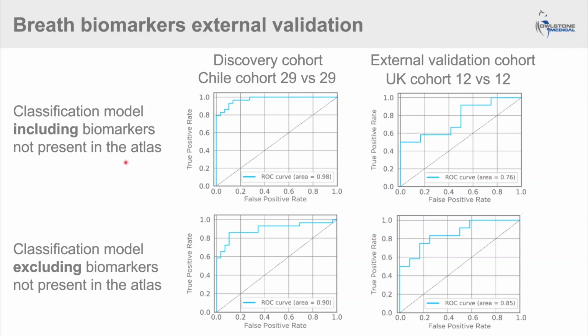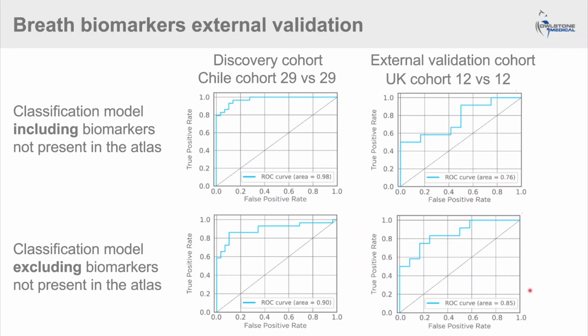Probably this result is because some of these biomarkers are generated by local exposure and therefore may not be so useful for a diagnostic test because they can be applied only to a specific location. So to overcome this problem, we selected biomarkers that were present in the VOC atlas, suggesting that they are more widely abundant in breath, and therefore more generalizable to multiple populations. Indeed, if we build a classification model based on this approach, we can see now an AUC of 0.90.